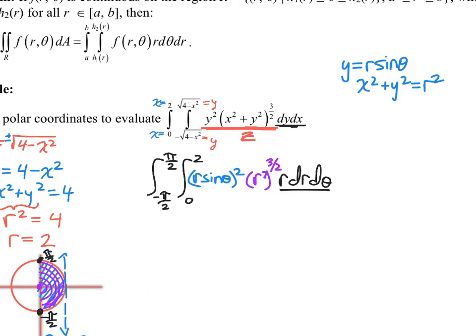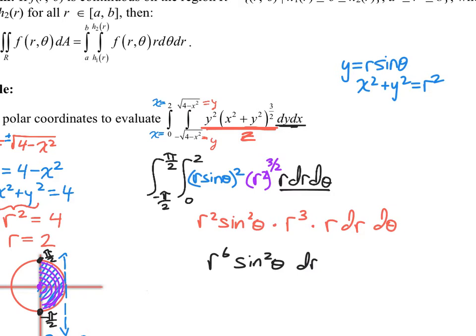Before we get into the integration process, we want to clean it up, definitely. So r squared sine squared theta times r cubed times r dr d theta. That cleans further to r to the 6th sine squared theta dr d theta on the interval of 0 to 2, and then on the interval of negative pi over 2 to pi over 2.